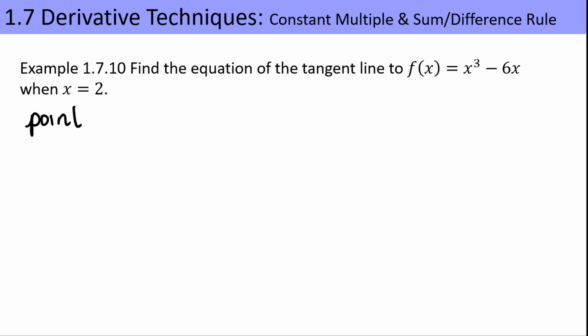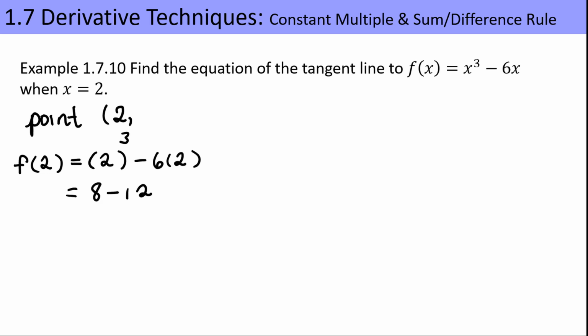The point is an ordered pair. The x value is already given as 2. We need to find the corresponding y value using the function. So we will do f of, and use open parentheses as a placeholder for the x. Put in 2 is equal to, open parentheses cubed, so I'll replace the x with 2, minus 6 times open parentheses, so again I'll replace the x with 2. Solving, 2 cubed is 8 minus 12, and 8 minus 12 is negative 4. So the point of the tangent line is the ordered pair 2, negative 4.